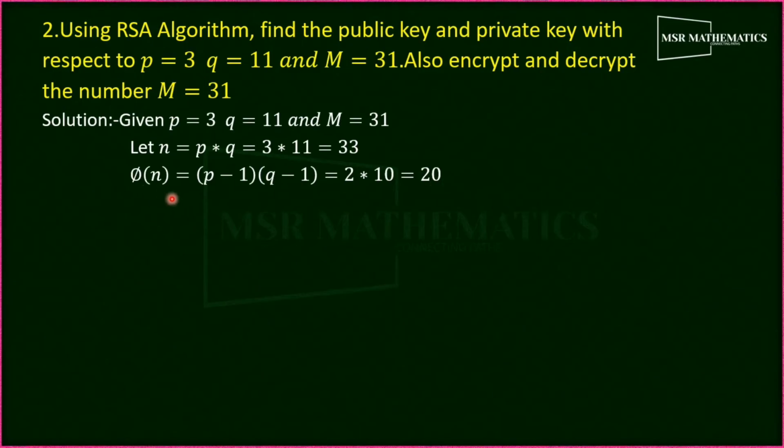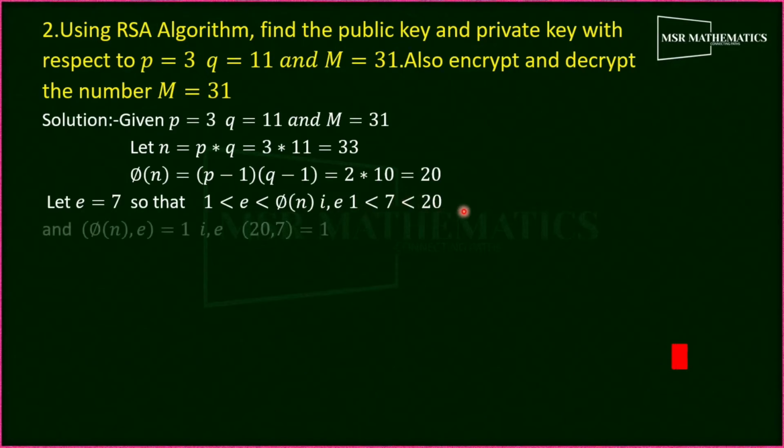So after obtaining phi of N, next we have to find E value. Here we can take E as 7, because we can write 1 less than 7 less than 20. Also the GCD of 20 and 7 is 1. So we can take 7 as our E, because E equal to 7 holds both the conditions. Here 1 less than E less than phi of N is satisfied. Also the GCD of 20 and 7 is 1. So we can take E value as 7 here.